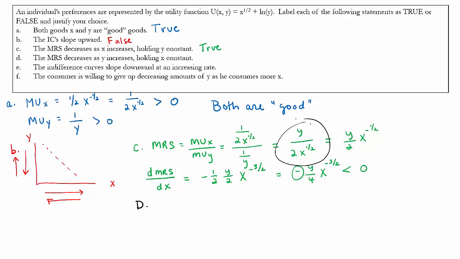Let's see this with some math. We can answer this question looking at the sign of dMRS/dy. Here we get 1 over 2x to the power 1/2, which is positive. As y goes up, the MRS goes up. A positive sign means there's a positive relationship between y and the MRS. So this statement is false. As y goes up, the MRS doesn't decrease, it increases.